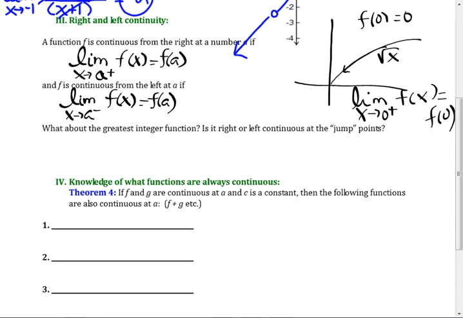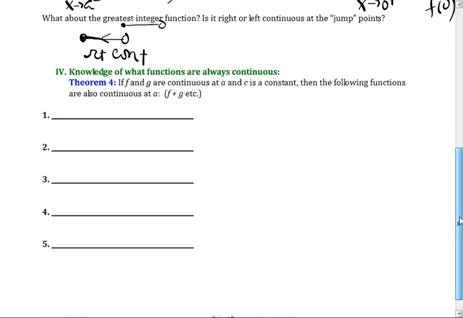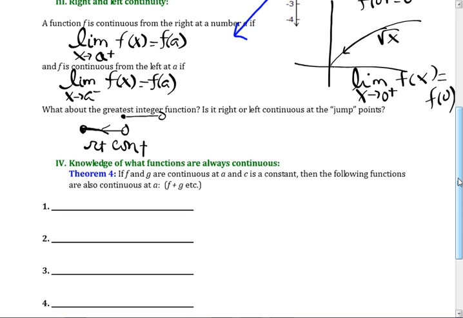We did the greatest integer function. Let's do it again. Let's look at this. Is this right or left continuous? This is right continuous, because you end up getting the value of the function. The limiting value is this, and they're the same. Right continuous. What else?